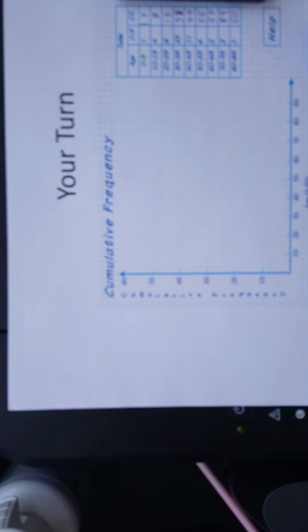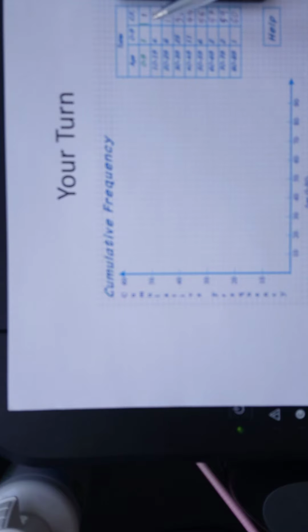Hello, this is a quick video showing you how to work out the drawing of a cumulative frequency graph. You might be able to see on the table here that we've got frequencies of 0 to 9, 10 to 19, 20 to 29 and so on. And we can see here that we've got frequencies of 1, 4, 8, 25 and again so on.